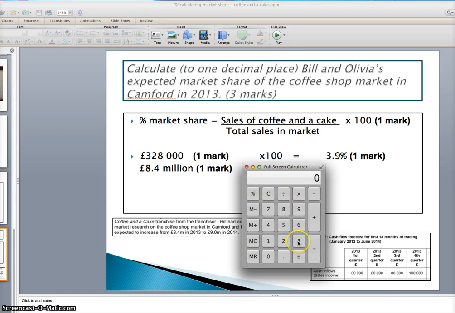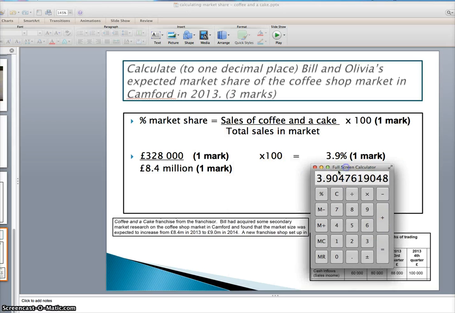Therefore, the calculation that we're doing is 328,000 divided by 8,400,000, I hope I don't do this wrong at this stage, and that comes to 0.039, okay? If I did do it wrong, I wouldn't tell you because I wouldn't redo this whole thing. Okay, times 100, and that actually comes to 3.904. Now, 3.904 is closer to 3.9 than it is to 3.91 or closer to any other number, so therefore it has to be 3.9.